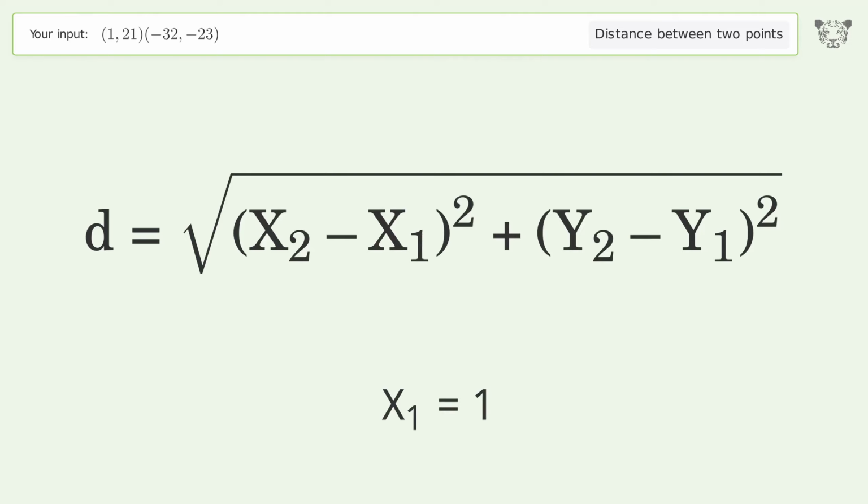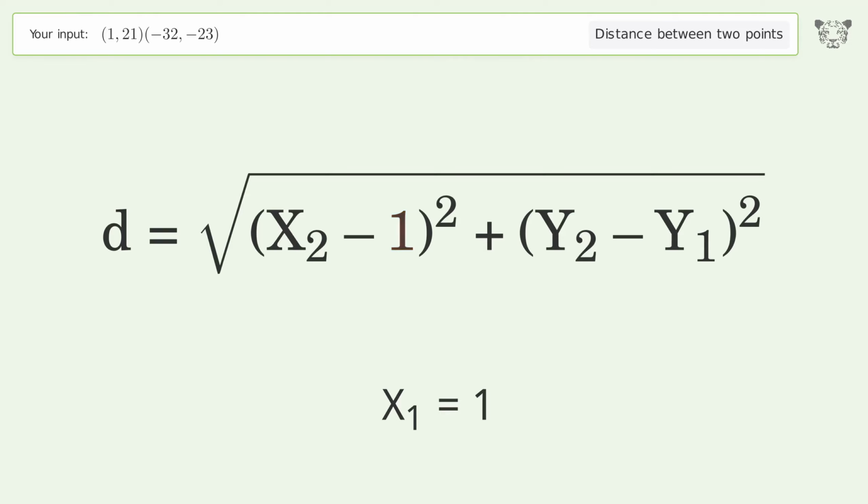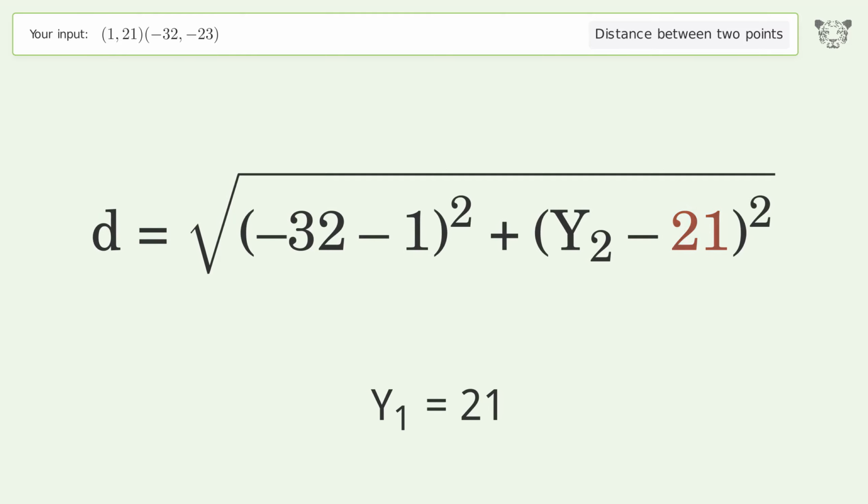x1 equals 1. x2 equals negative 32. y1 equals 21. y2 equals negative 23.